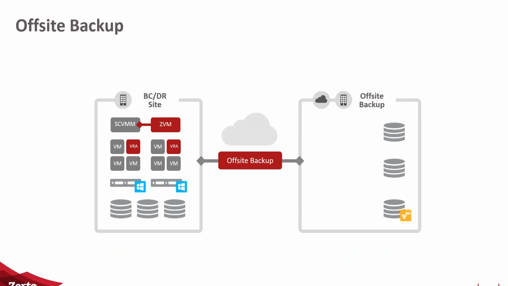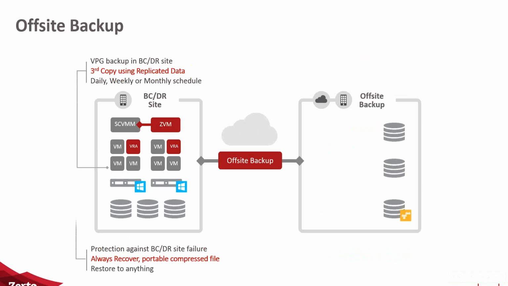A new exciting feature that we have, and this has actually been in the product since 3.5, but we're starting to push it more and more as we add more features to it, is our offsite backup capability. What this does is it gives you a third copy using the replicated data of the virtual protection group in a backup on a daily, weekly, or monthly schedule. This means that you have a portable compressed file that you can recover to any vCenter, System Center, or Zerto manager, which protects you against the BCDR site failure.